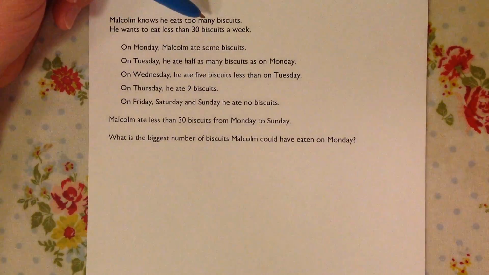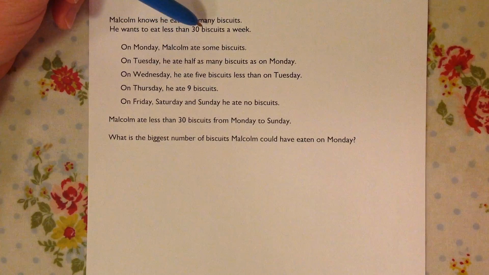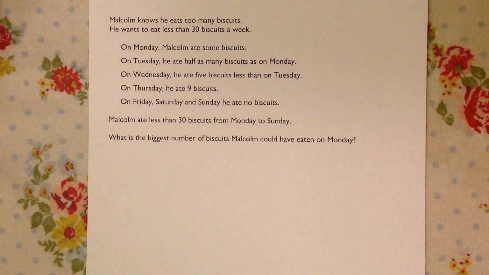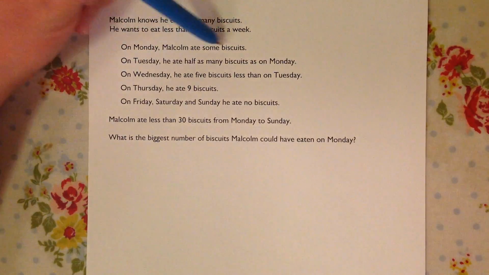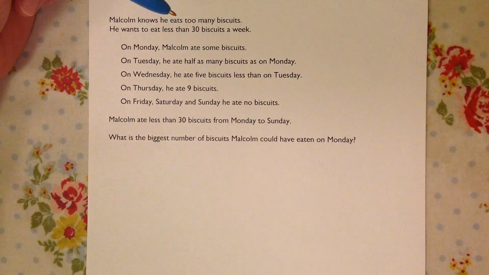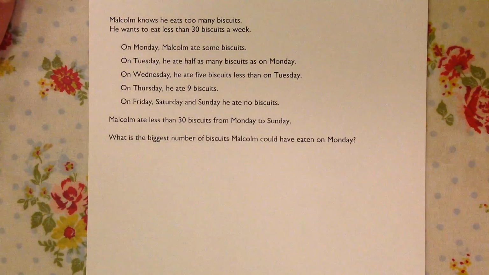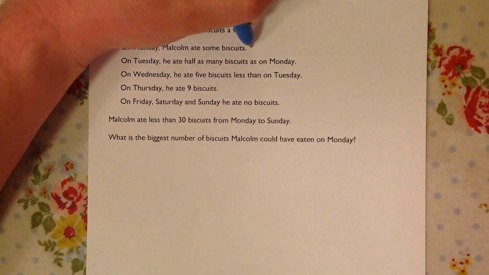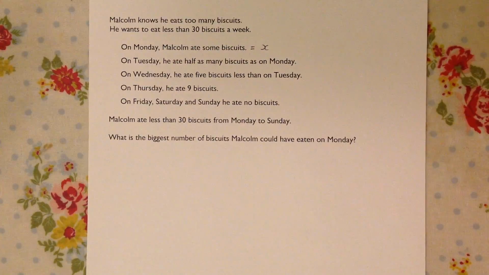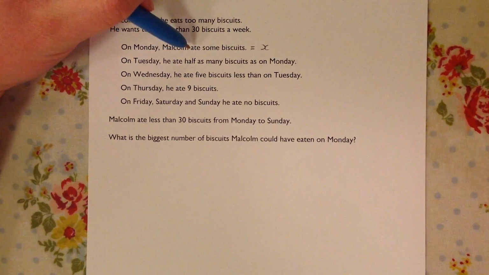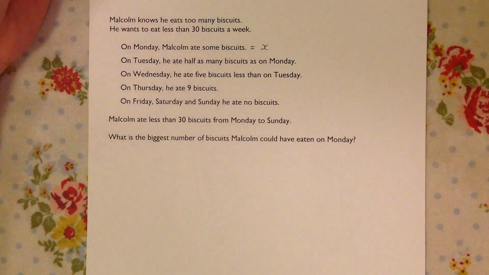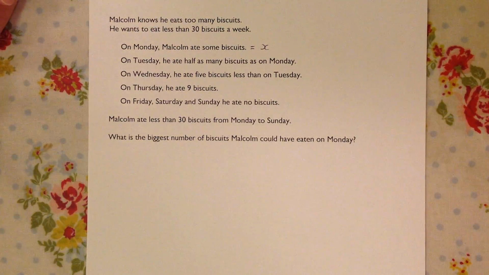Malcolm knows he eats too many biscuits. He wants to eat less than 30 in a week. On Monday, Malcolm ate some biscuits. Now, we know that there is a number here. We don't know what it is yet, but we know there's a number here. And in maths, when we don't know something, we use an algebraic term to represent it. So I'm going to say on Monday, Malcolm ate X biscuits. Then I can compare the rest of the question to Monday's biscuits. I don't know what X represents yet, but at least it allows me to construct the rest of the question.